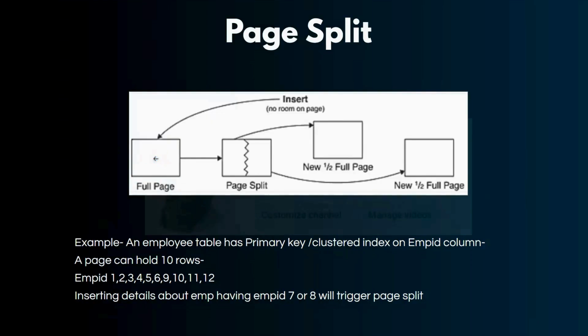But now if we try to insert the data for an employee whose employee ID is 7 or 8, in such cases there is no space inside the page, so a page split will occur. When this page split occurs, half of the rows will be moved to a new page. So before the page split, we had a full page. After the page split, we have two pages, and both are half full. Half of the rows will be in the older page, and half of the rows will be in the new page. So this is an example of a page split.